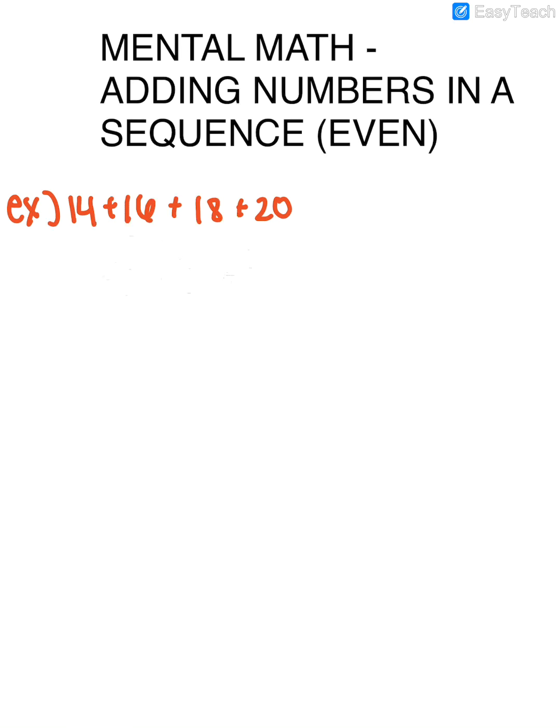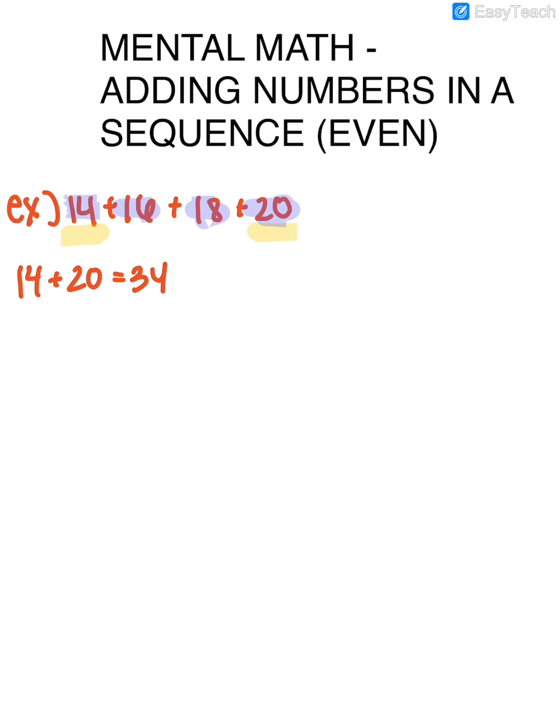For this, what you would do is start off taking the first number of the sequence and the last, and you would add these two up, so 14 plus 20, which is 34. Then you would count the amount of numbers in the sequence. As you can see, there are 4 numbers in the sequence.